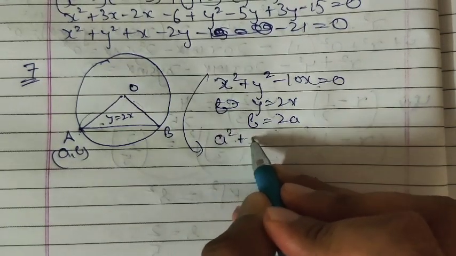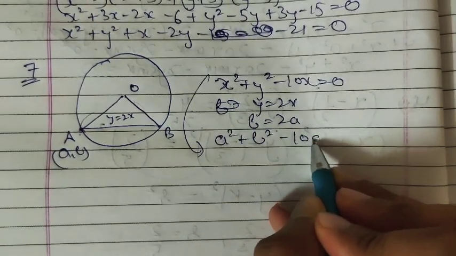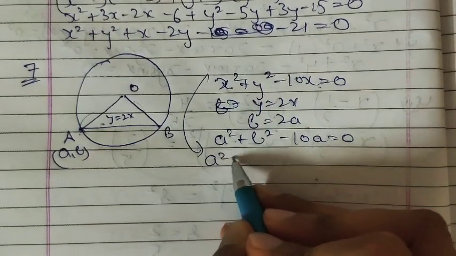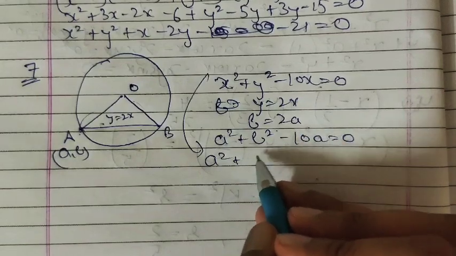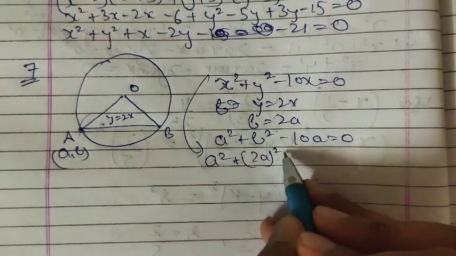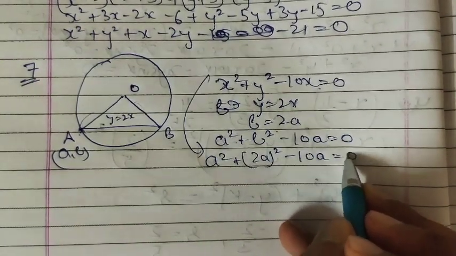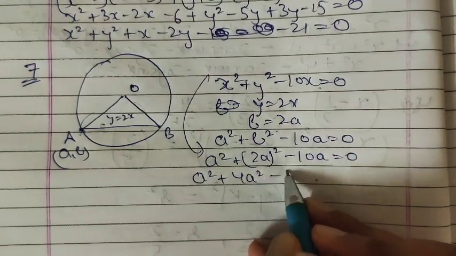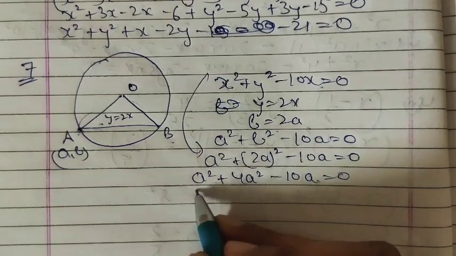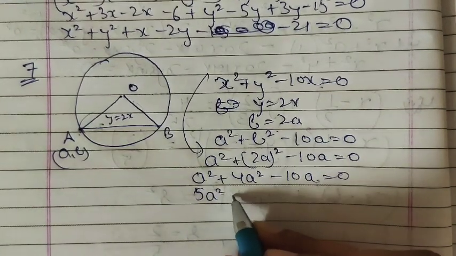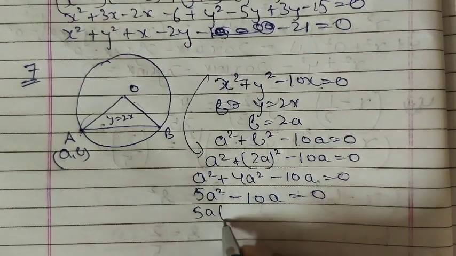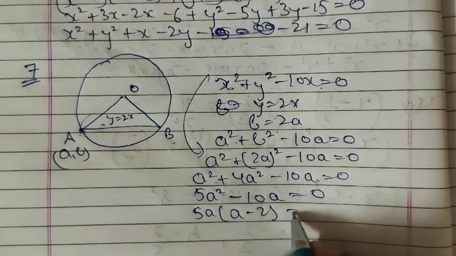a square plus b square minus 10a is equal to 0, using substitution. So a square plus, in place of b just write 2a, so (2a) whole square, minus 10a is equal to 0. So a square plus 4a square minus 10a is equal to 0. 5a square minus 10a is equal to 0. Taking 5a common, 5a times (a minus 2) is equal to 0.